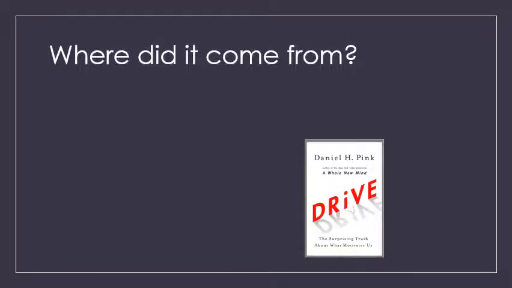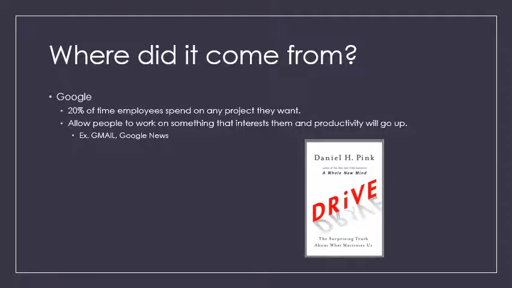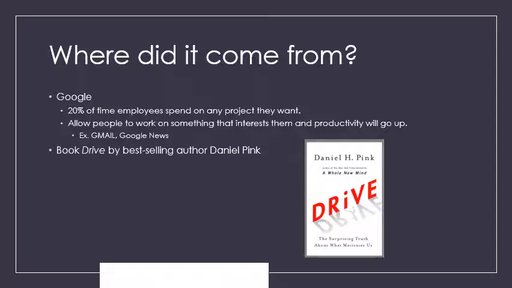Where did Genius Hour come from? Genius Hour originated from Google, who gives 20% of the time to employees to spend on any project that they want. They figure if they allow people to work on something that interests them, productivity will go up. Some things that are created during this 20% time include Gmail and Google News. Another influencer of Genius Hour is the book Drive by bestseller author Daniel Pink. This book emphasizes a surprising truth about what motivates us as people.